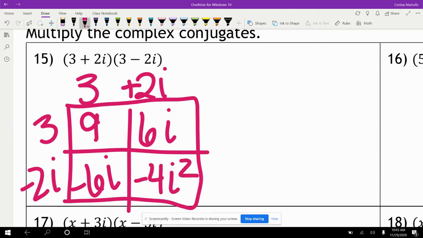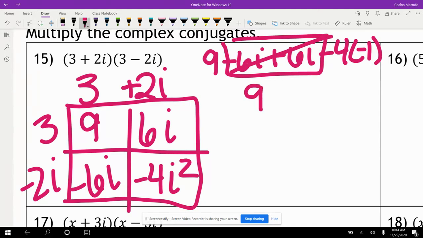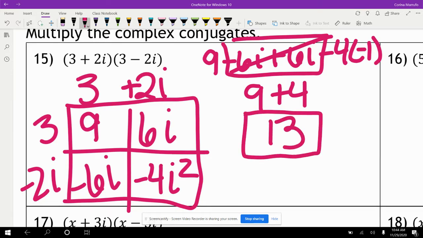So the special thing that happens here, first, when we write this all out: 9 minus 6i plus 6i, and then minus 4. Remember, you can't write the i squared; you have to plug that in as a negative 1. So when we combine these two like terms, they cancel each other, and all we're left with is 9. Negative 4 times negative 1 is a plus 4, and 9 plus 4 gives us 13. So what's special is that you take two imaginary numbers, multiply them, and end up with a real number. No imaginary numbers are left over.